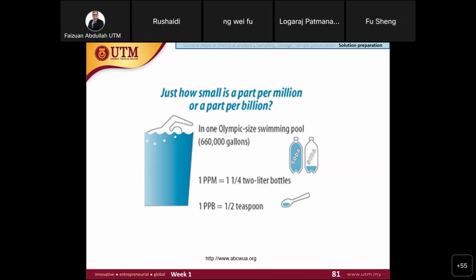And what about 1 part per billion? Imagine you put half a teaspoon of the soda into the Olympic size swimming pool. That is 1 part per billion, right? Can you imagine now how small the concentration is? But don't be shocked that some of our modern instruments can detect a concentration of 1 part per billion. Later on we will learn about that instrument.